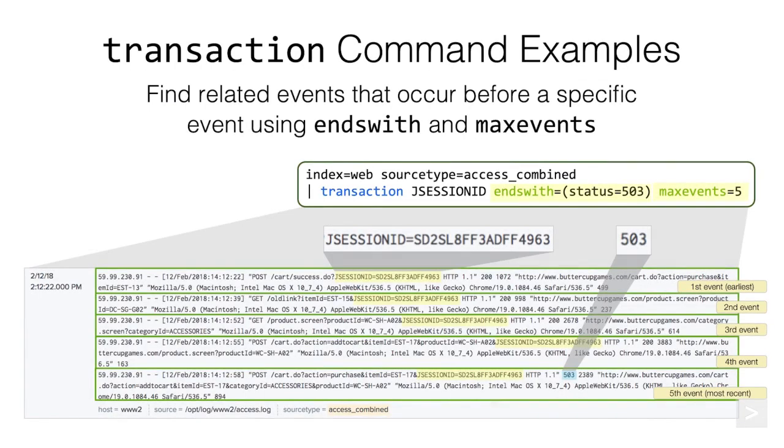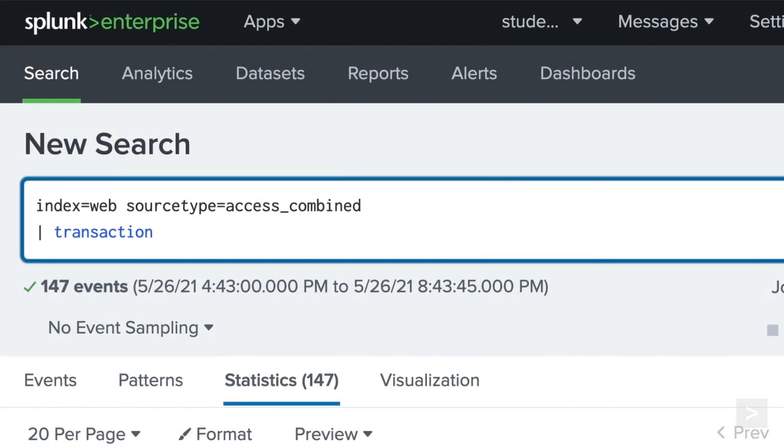Now we can also control what our transactions start with and end with. So let's say that we are interested in where a customer added something to their cart, and when they purchased something, we don't care what happened before or after that, just what happened in between those actions.